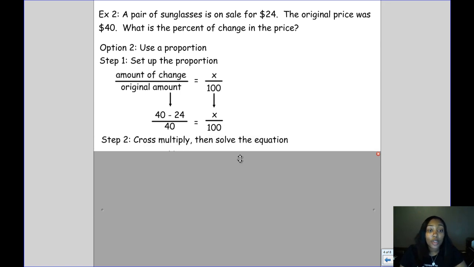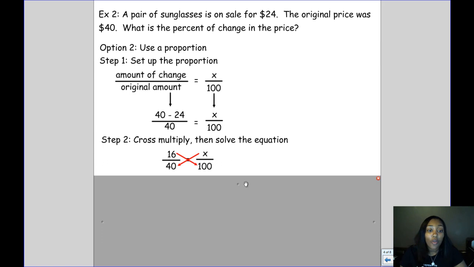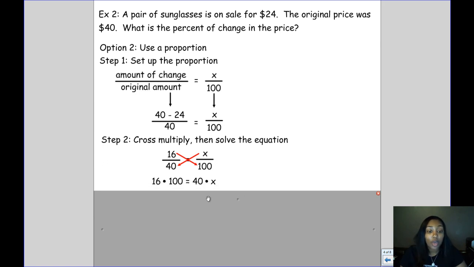So then step 2 is, once you have set up your proportion, you're going to cross multiply to solve the equation. Well, of course, we know that 40 minus 24, if we simplify that, that means we will be cross multiplying 16 over 40 equals x over 100. And we've learned earlier in the last unit how to cross multiply. So again, we're going to do 16 times 100 on one side of the equal sign, and then 40 times x on the other side of the equal sign.